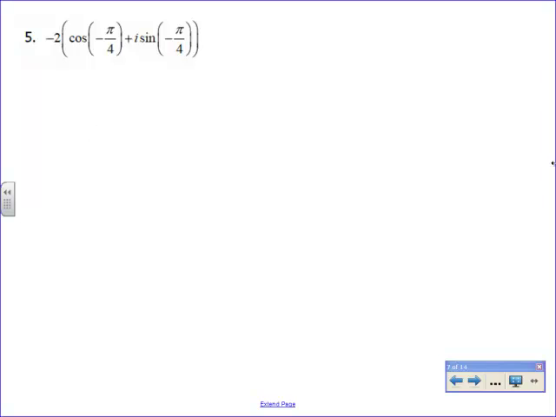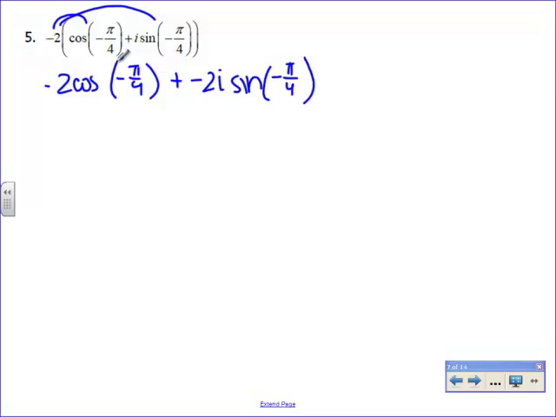Example 2, again, start out by distributing. So you're going to distribute your -2 in: -2 cosine of -pi over 4 plus -2i sine of -pi over 4. So we're going to evaluate. Since -pi over 4 is on our unit circle, that's a -45-degree angle opening down. So I have 1, 1, square root of 2. And this is in the ASTC quadrant where cosine is going to be positive.